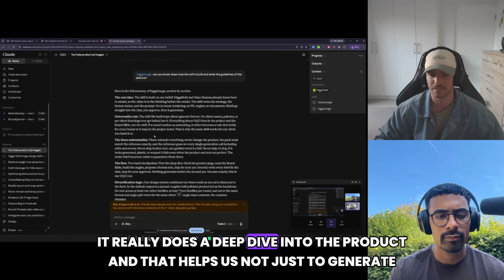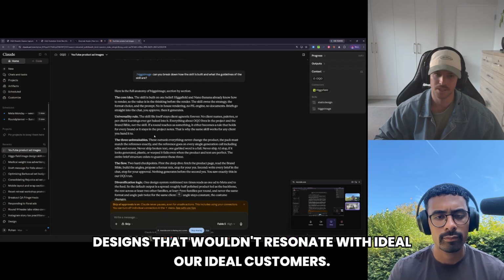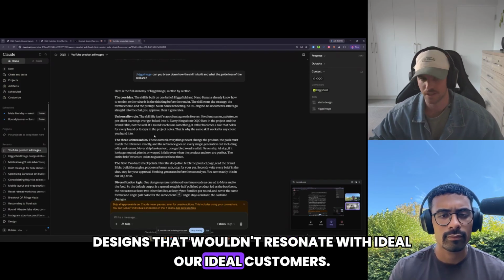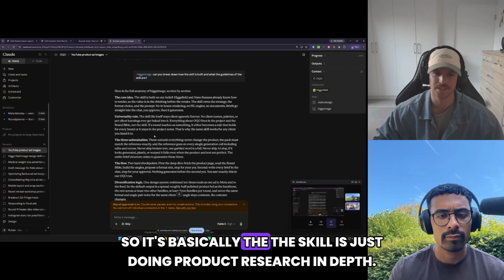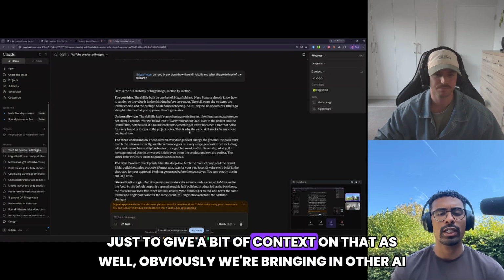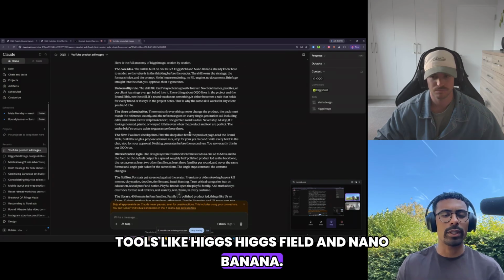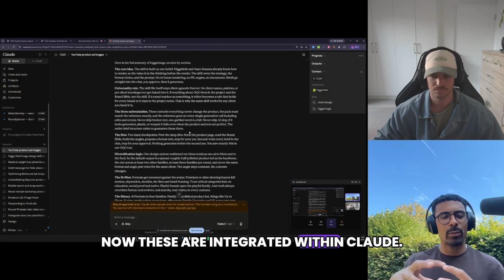It really does a deep dive into the product. And that helps us not just to generate designs that wouldn't resonate with ideal customers. So basically the skill is just doing product research in depth. Just to give a bit of context on that as well, obviously we're bringing in other AI tools like Higgsfield and Nano Banana. Now these are integrated within Claude.